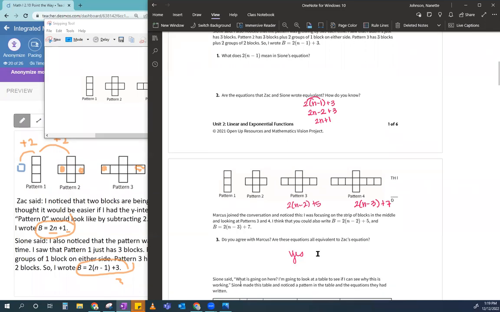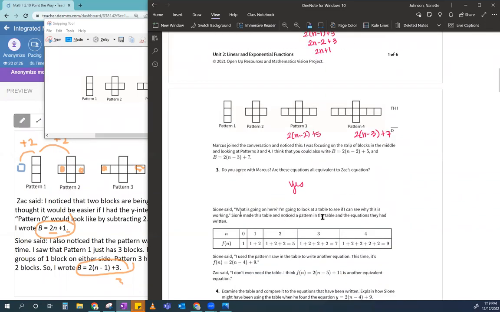So Sion says, oh, what's going on here? I'm going to look at the table to see if I can see why this is working. Sion made a table and noticed a pattern in the table and the equations they had written. So here's 1 plus 2, 1 plus 2 plus 2, 1 plus 2 plus 2 plus 2, 1 plus 2 plus 2 plus 2 plus 2, right? Sion says, I used the pattern and I saw the table to write another equation. This time it looks like this: 2 times the quantity n minus 4 plus 9, right?